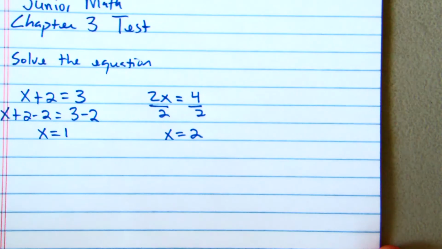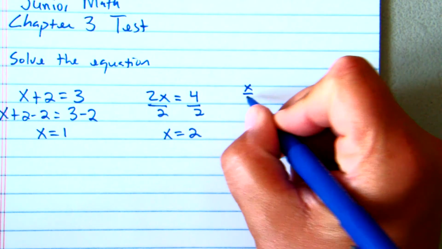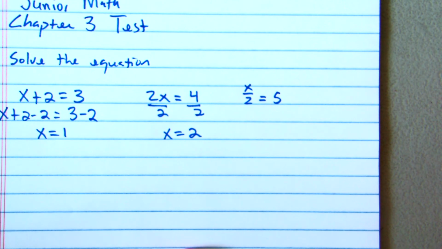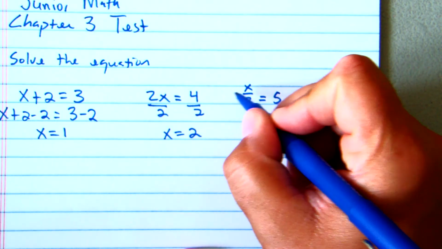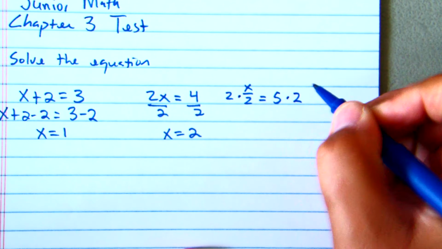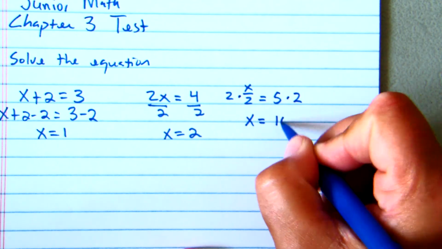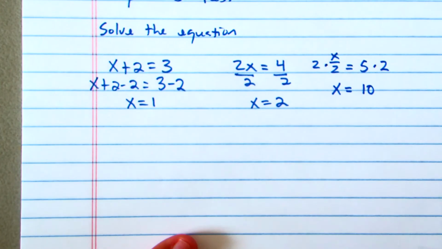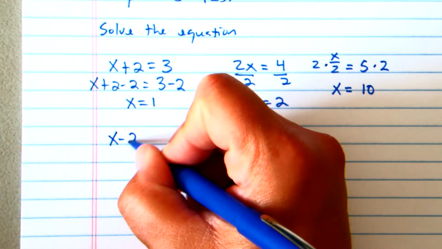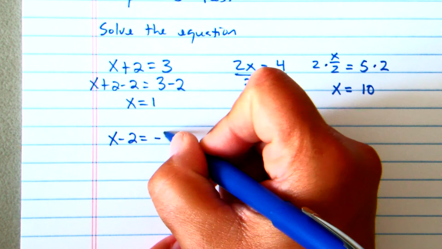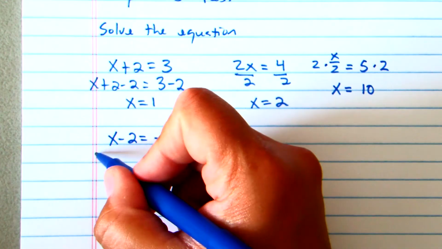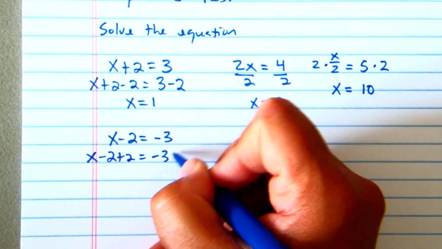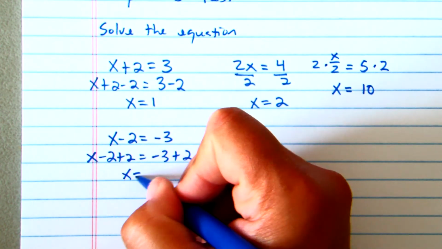If we were saying x divided by 2 equals 5, then do the opposite of dividing by 2, which would be to multiply by 2, and x would equal 10. And lastly, if I were saying x minus 2 equals negative 3, then I would add 2 to both sides. X minus 2 plus 2, negative 3 plus 2, and x would equal negative 1.